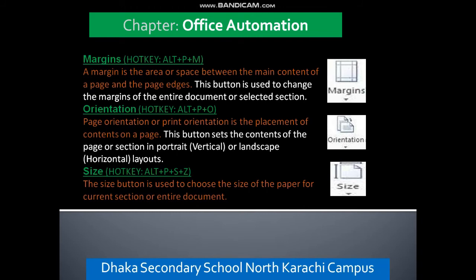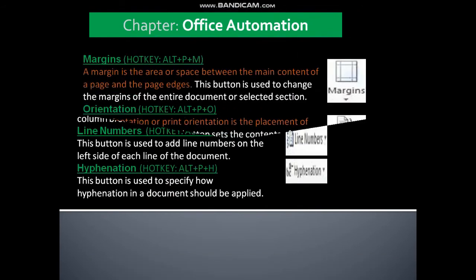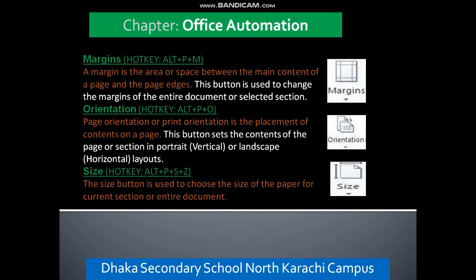Margin. The margin is the area or space between the main content of a page and the page edges. Orientation, or print orientation, is the placement of content on a page. The Size button is used to choose the size of the paper for the current section or the entire document.